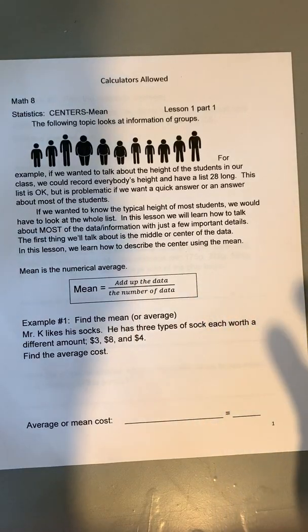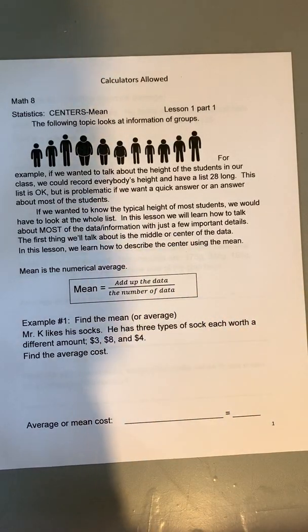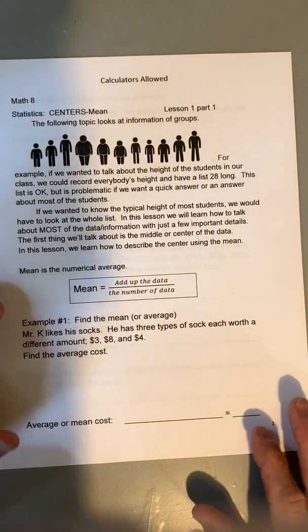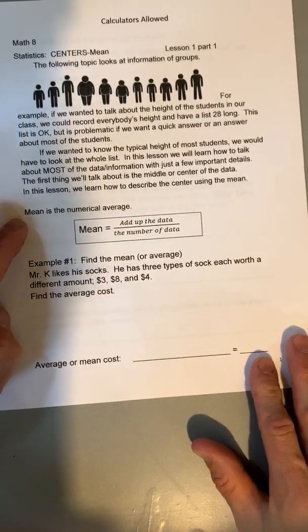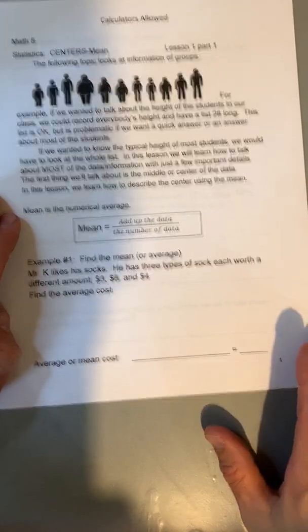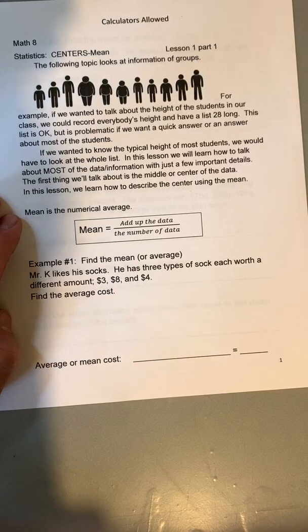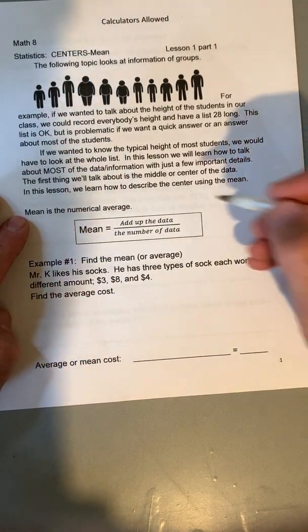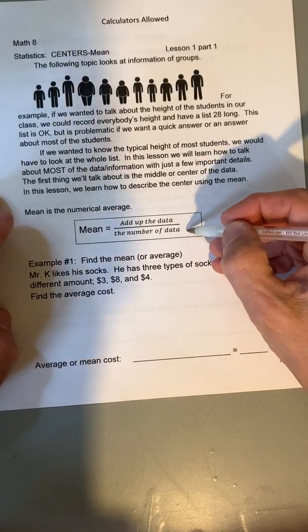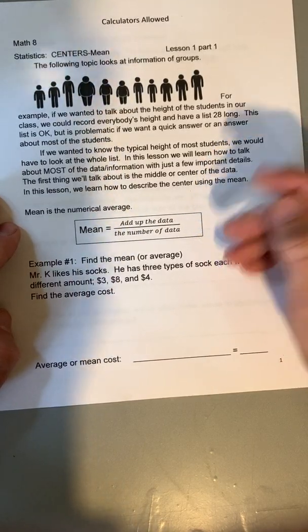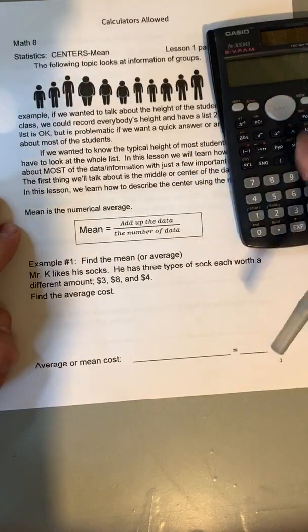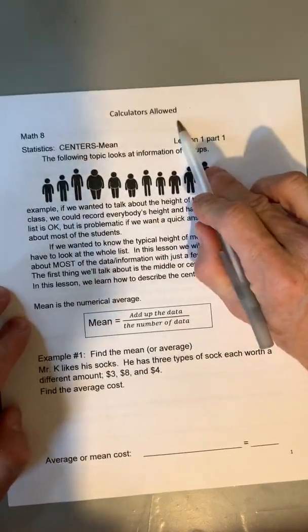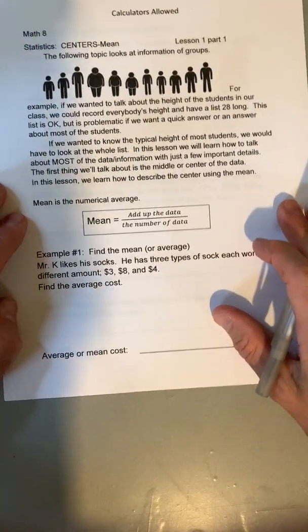So we're going to learn about the mean today. Another word for mean is numerical average. So let's go over here. We're going to do the math part now, and as we do this, we'll talk about when we use it and why. It's just the numerical average, which means add up the data, divide by the number of data points. Now that might be a little difficult for some people, so look at the very top: calculators are allowed. So get a calculator if you need it.